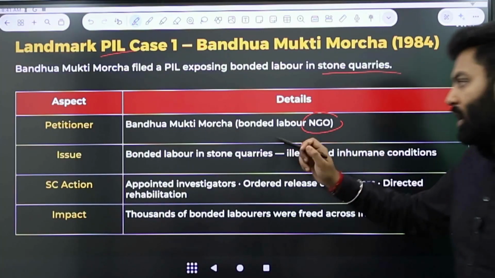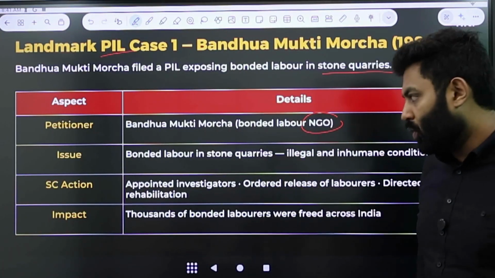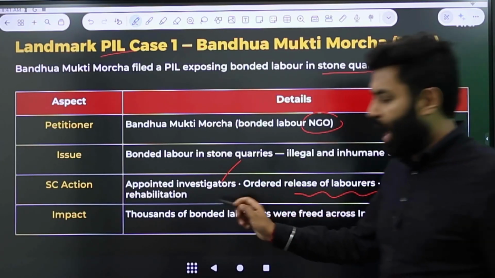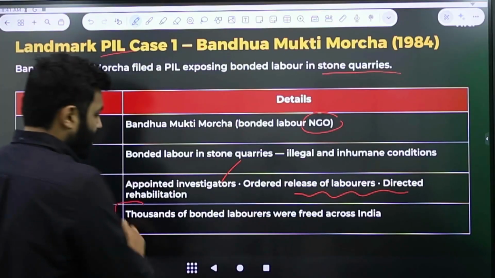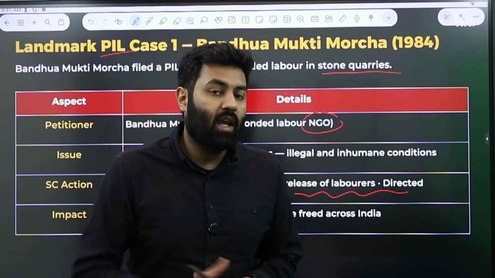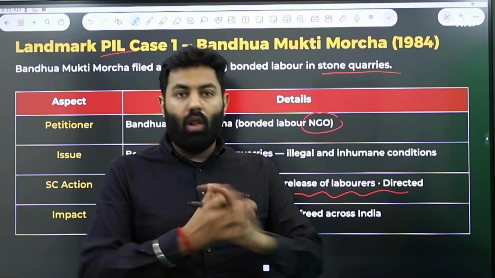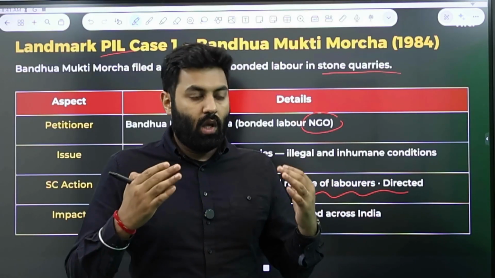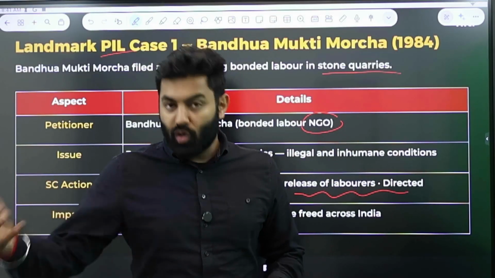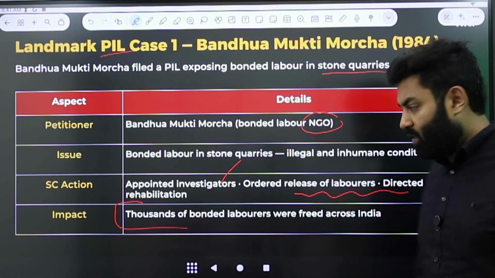The issue was bonded labor in stone quarries, with illegal and inhuman conditions. The Supreme Court appointed investigators, ordered the release of laborers, and directed rehabilitation. In fact, thousands of bonded laborers were freed across India. So this first major PIL gave a solution to a lot of bonded labor problems in the country, right? That is how the first landmark case solved the problem.